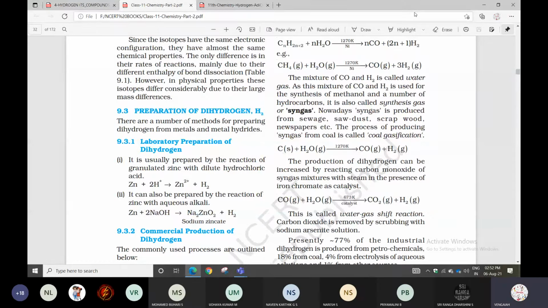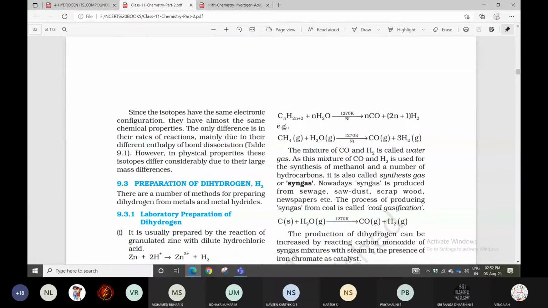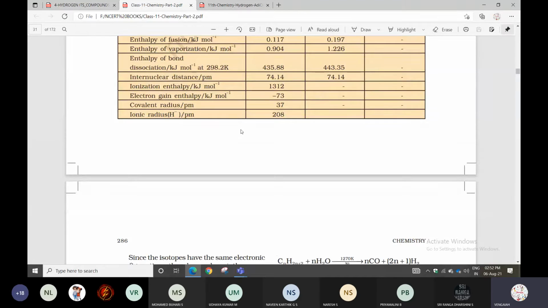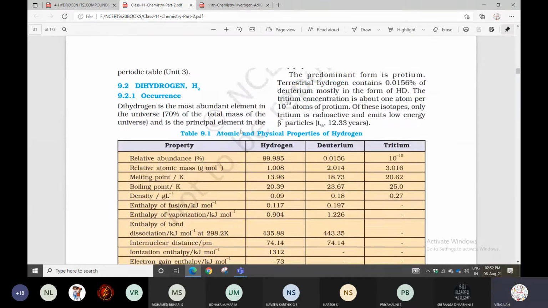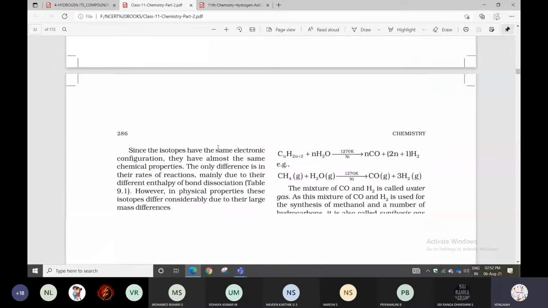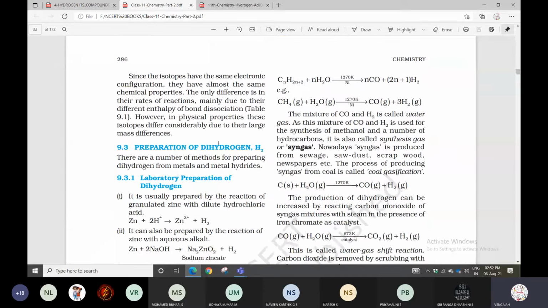Last class we discussed the position of hydrogen. After that, the occurrence of hydrogen also we discussed. Position of hydrogen, next one is occurrence. So in today's class we'll discuss the preparation of dihydrogen.